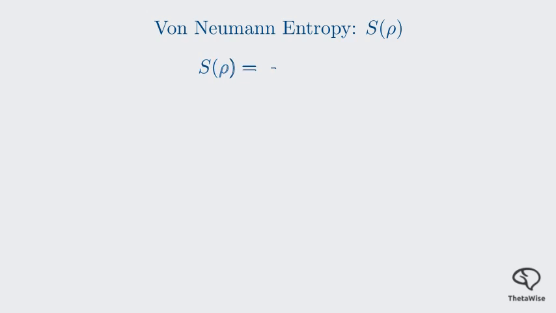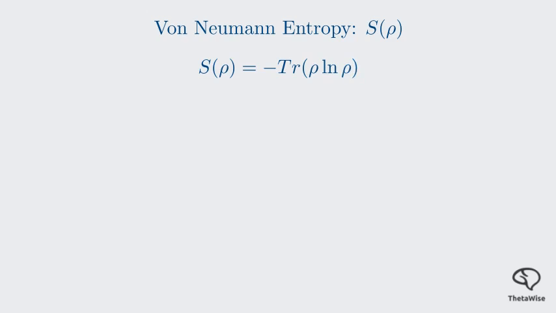Now that we have the density matrix, we can define the quantum version of a fundamental thermodynamic quantity, entropy. In quantum mechanics, entropy is quantified by the von Neumann entropy, named after John von Neumann. Just as classical entropy measures the uncertainty or disorder in a classical system, the von Neumann entropy measures the uncertainty or mixedness of a quantum state. The formula for von Neumann entropy is S of rho equals minus the trace of rho times the natural logarithm of rho. This is the quantum analog of the classical Gibbs entropy formula.